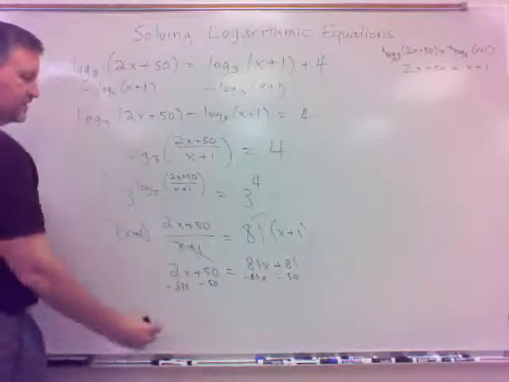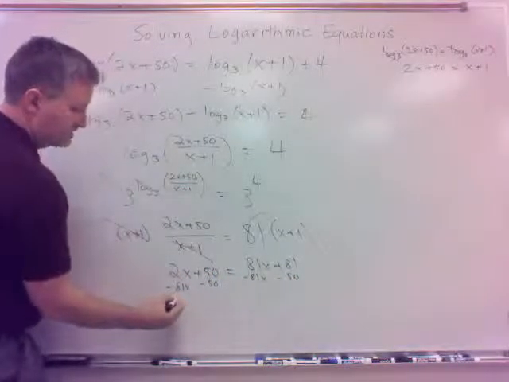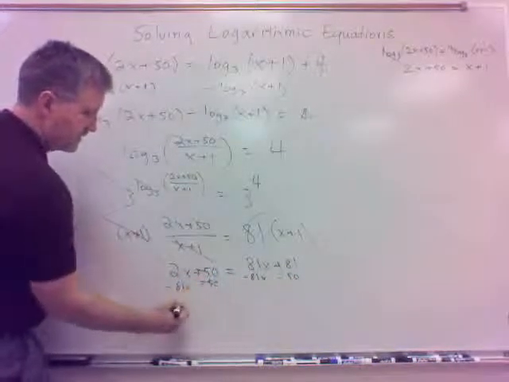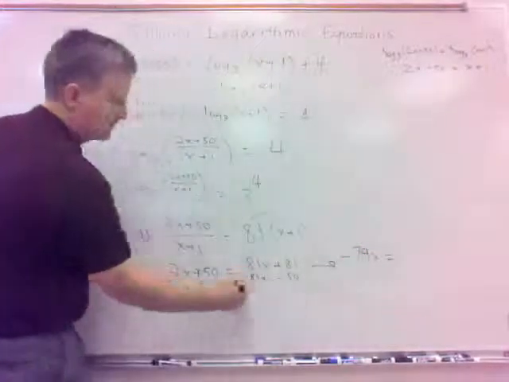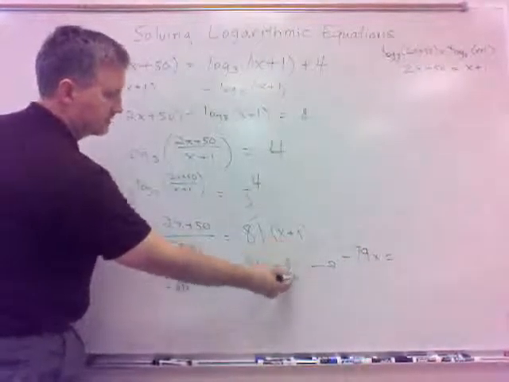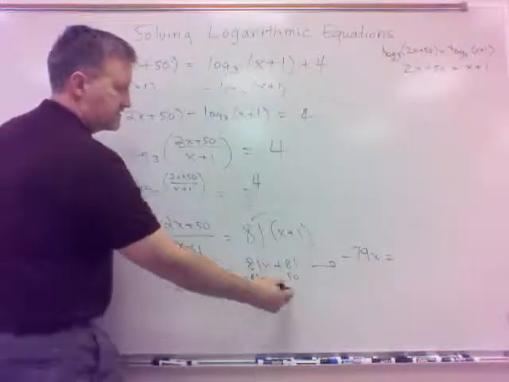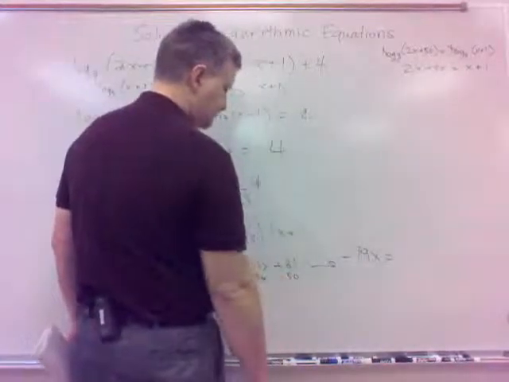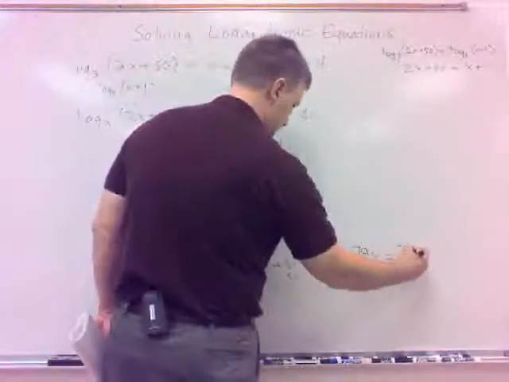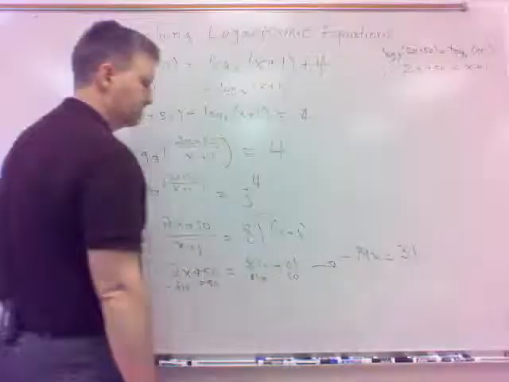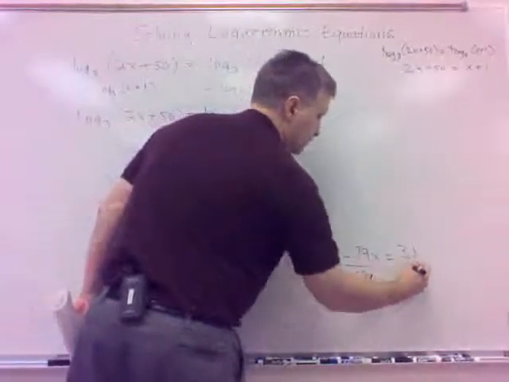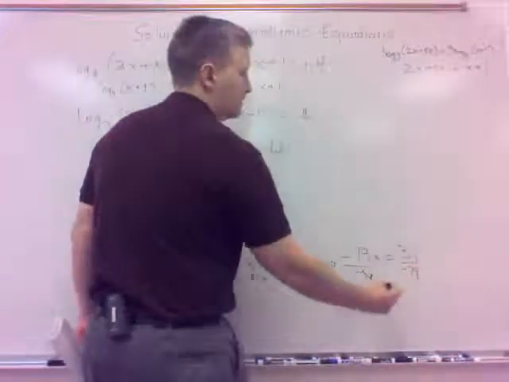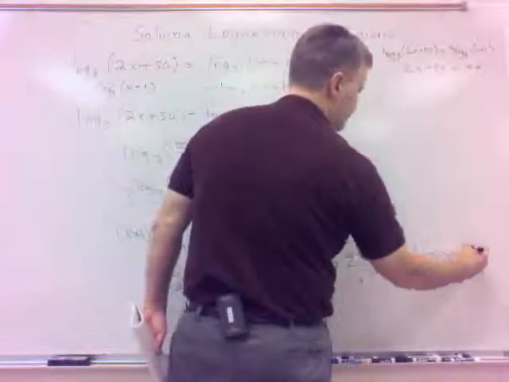Mine anyway, so that'll be this side, negative 79x. So those will go out. This side, the 81x's go out, so it's 81 minus 50, which is 31, I do believe. Divide by negative 79. So x is negative 31 over 79.